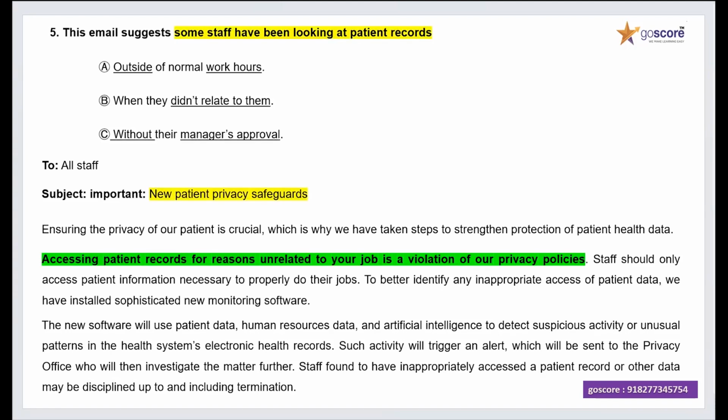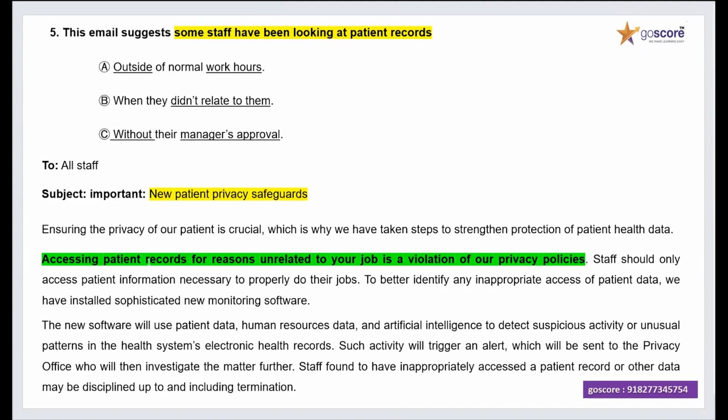But if somebody is doing this, they have already installed all these things, right? So they detect suspicious activity or unusual patterns in the health system's electronic health records. Such activity will trigger an alert, which will be sent to the privacy office.